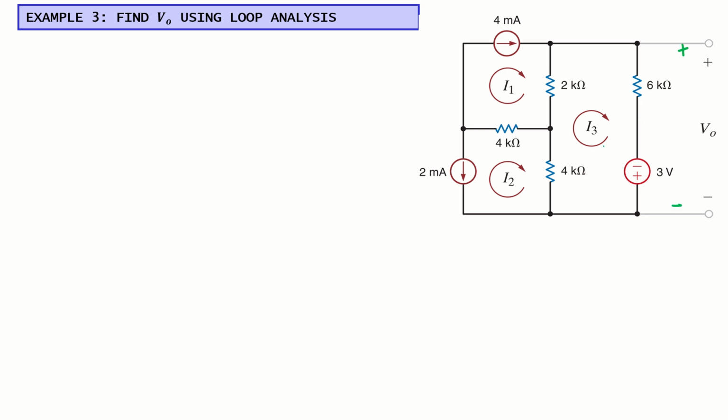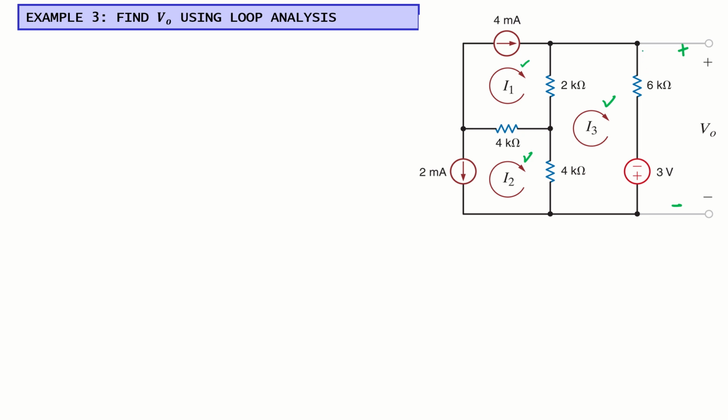So using loop analysis, first of all, we need to find the loop currents. So we need to define the loop currents. We have defined the currents here. In this loop, the current is I1 with this direction. In this loop, the current is I2 with this direction. In this loop, the current is I3 with this direction. If these loop currents are not defined, you can define them yourself. Okay, so our target is to get V naught.